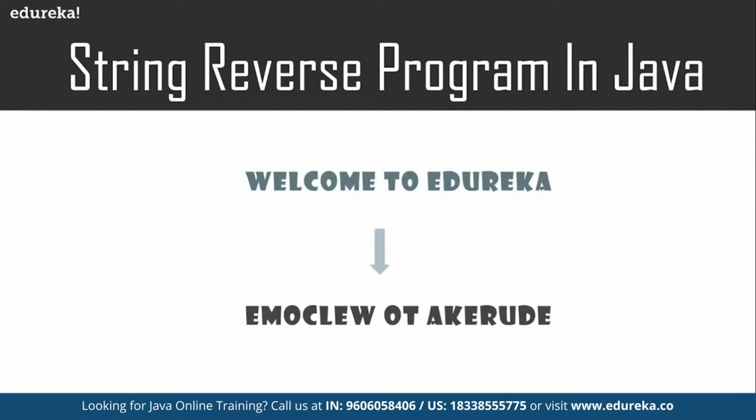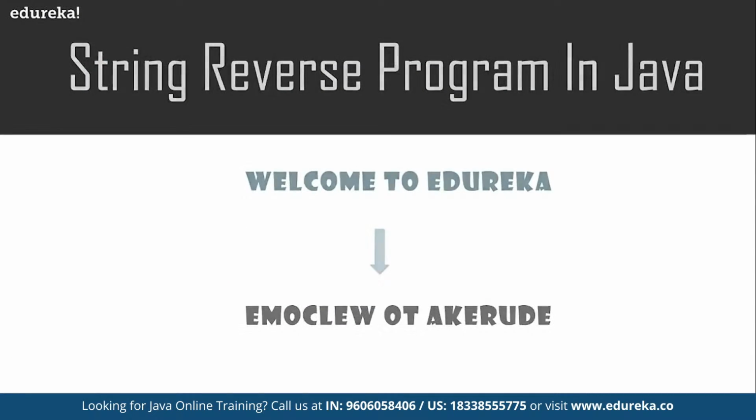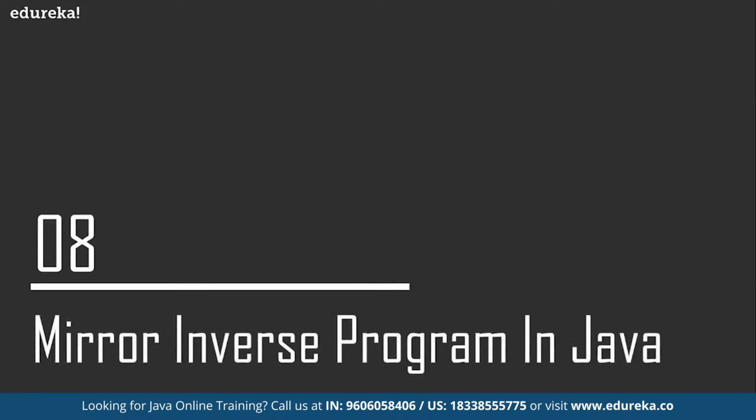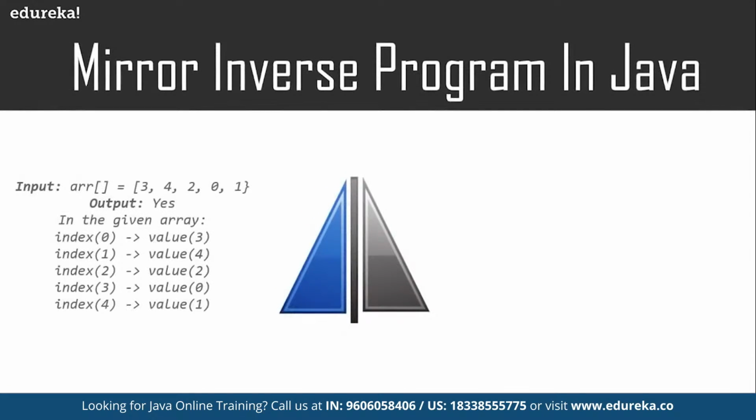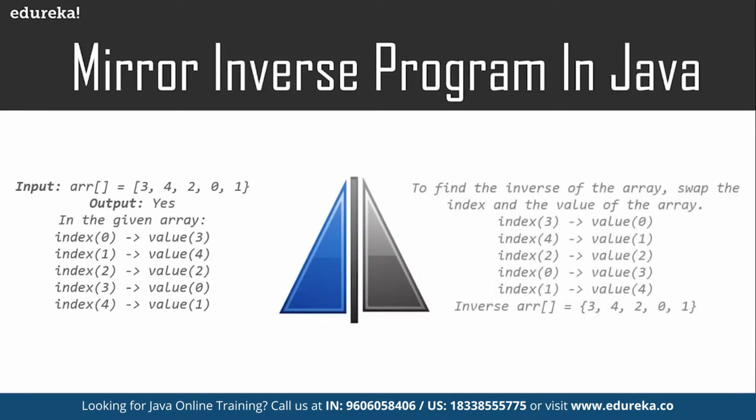Having understood this, now let's move further and see the last program in the list of basic Java programs, that is the mirror inverse program in Java. So mirror inverse is nothing but, whatever is there in this part, if you reverse it, it will be the same. Yes. So that is nothing but mirror inverse. It's nothing but an array is called mirror inverse if its inverse is equal to itself. Correct? So now let's write a program.